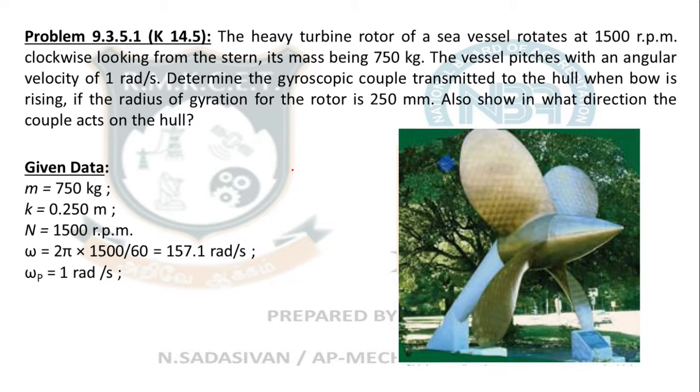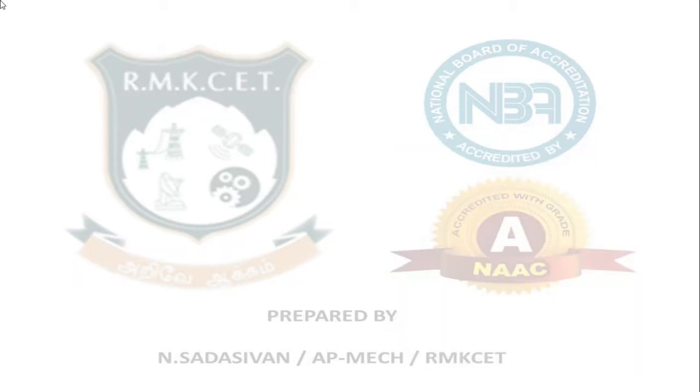Transmitted to the hull when the bow rises. The front end of the ship is rising, the back end is going down in a pitching motion. What will be the reactive gyroscopic couple effect on the ship? So that pitching speed is 1 radian per second about the mean axis.